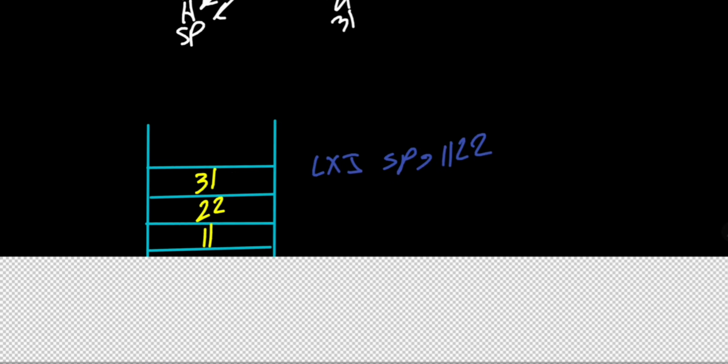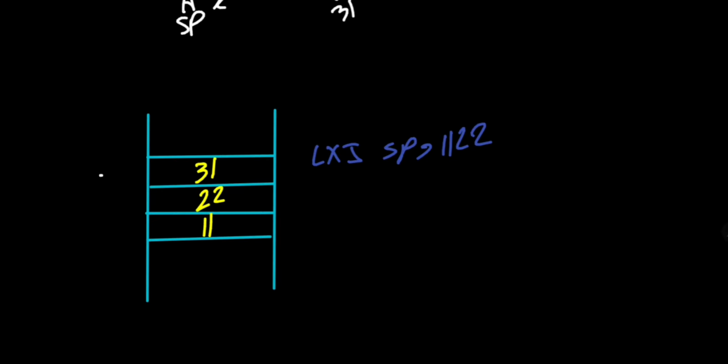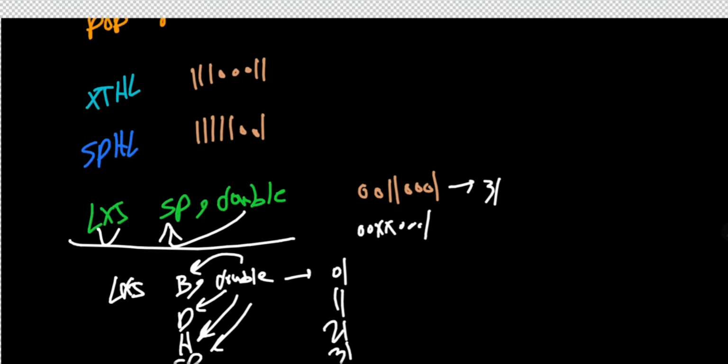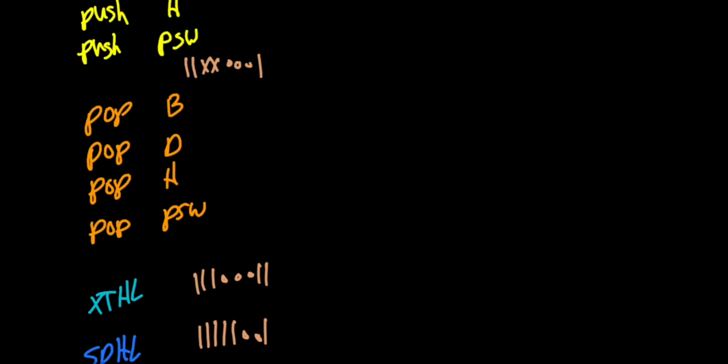In memory, first it would have the opcode and then 2 bytes. At the assembly level, it would be LXI SP, 1122. In memory, the opcode of LXI SP would be 31, and then the lower byte comes at the lower address and the higher byte at the higher address. Here would go towards the higher addresses. So this was the first instruction which involves the stack.